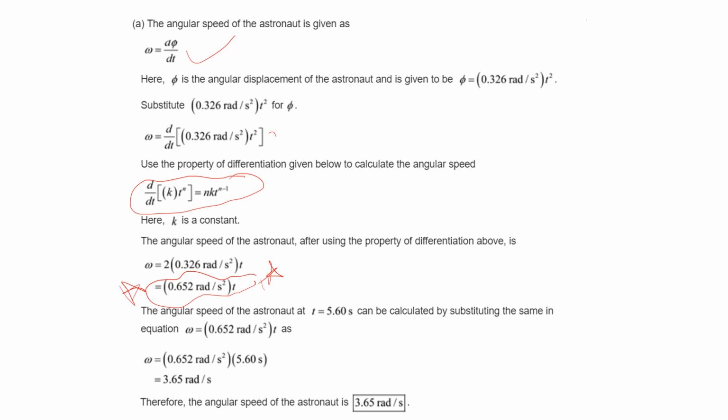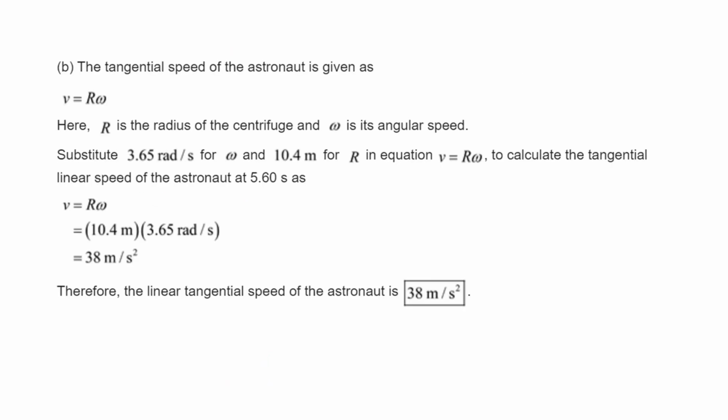For the time value, that is 5.6 seconds, we ended up with 3.65 radians. That is the angular speed of the astronaut. Now the tangential speed, that is v is equal to r omega, as I wrote in our last slide. So just put in this 10.4 and the omega value which we just found. So we get 38 meters per second squared.